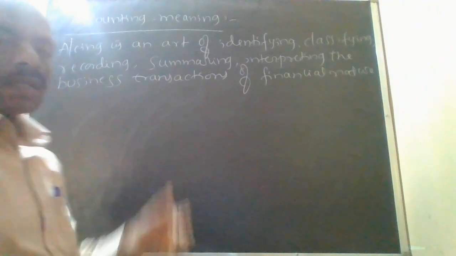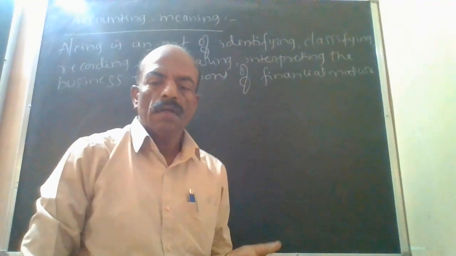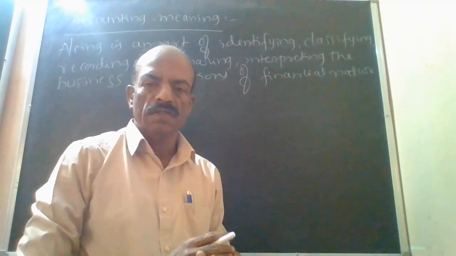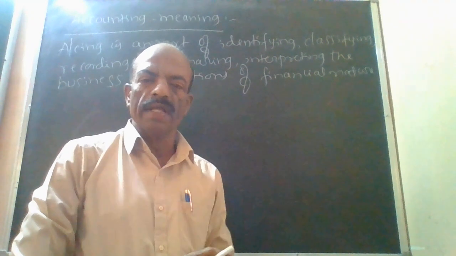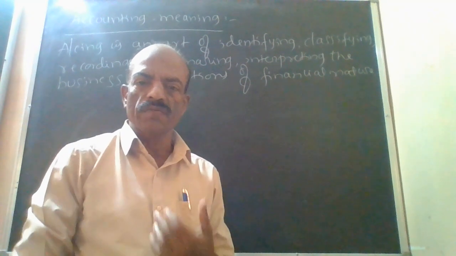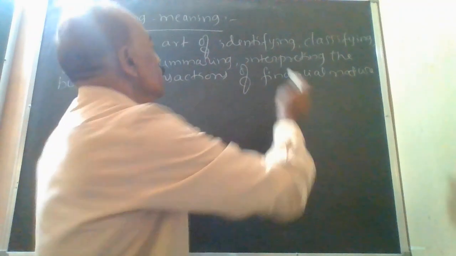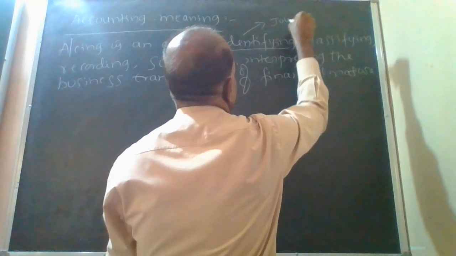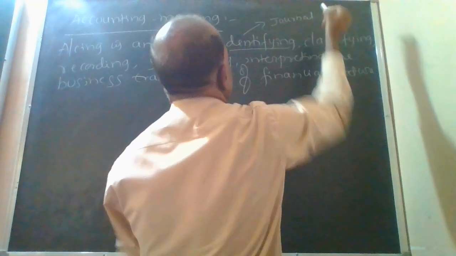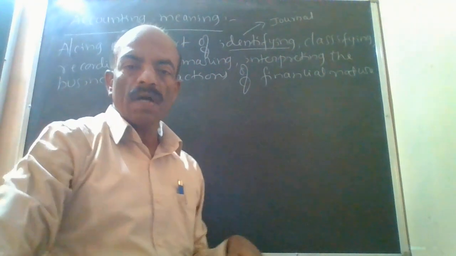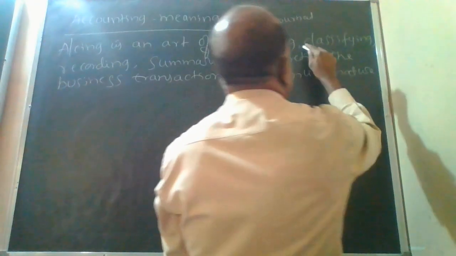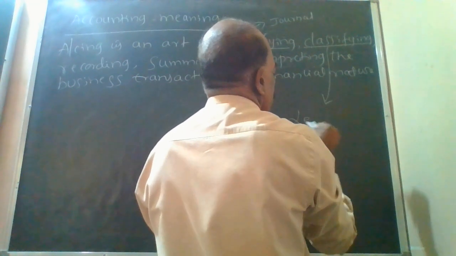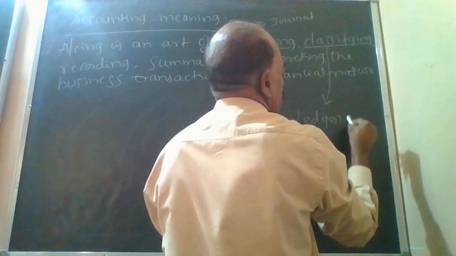So accounting is an art of identifying. Here identifying means first we have to identify the transactions, like goods sold for 20,000. Identifying means passing the journal entry. After passing the journal entry, we are going to classify the accounts. Classifying means preparation of ledger account.